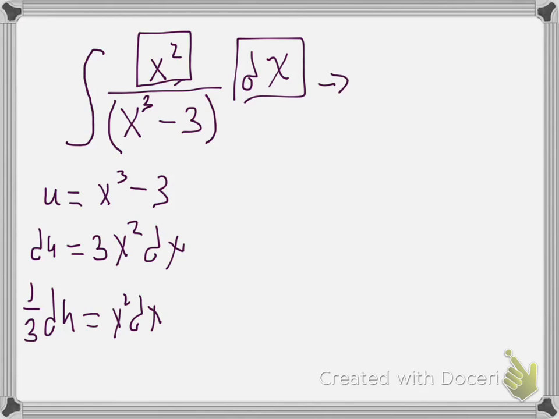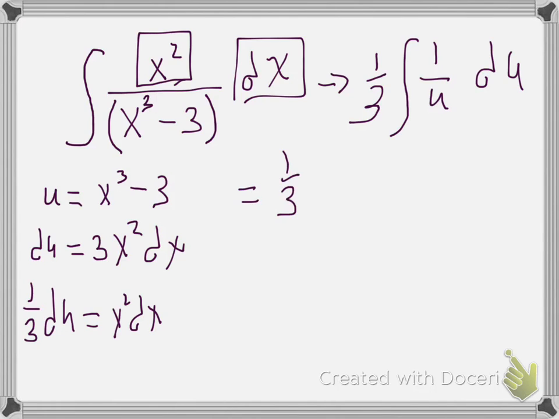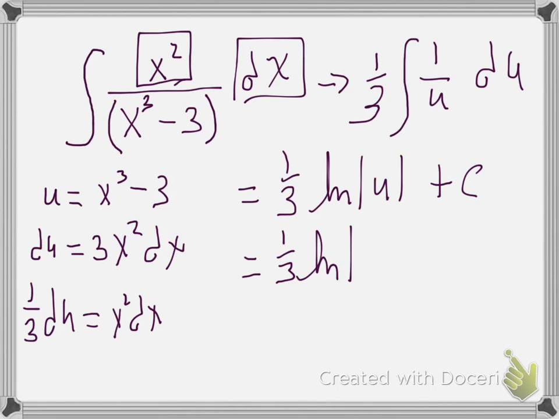So now this integral becomes 1/3 the integral of 1 over u du, which is 1/3 times the natural log of the absolute value of u plus c, and that equals 1/3 times the natural log of x cubed minus 3 plus c. So when you're thinking about picking a u, think about what you're going to get when you take the derivative of it, and how that is going to help in substituting out other parts of the integral. Now, let's see.